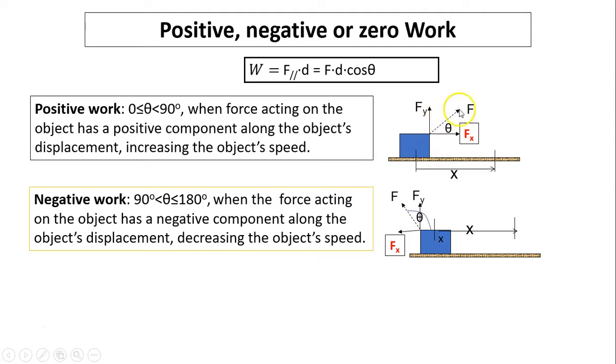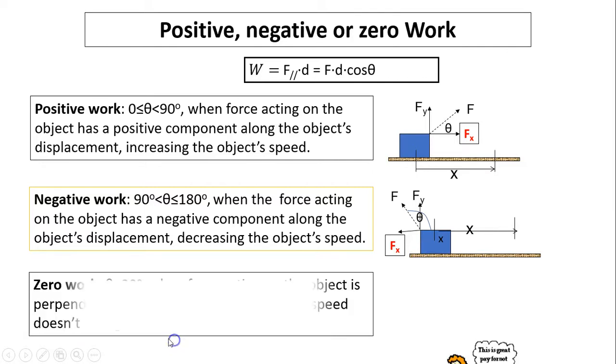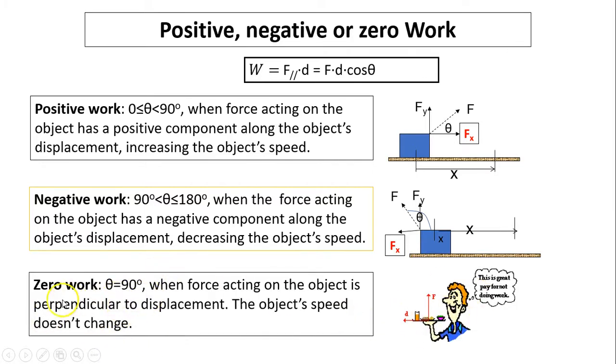In this case, you're probably pulling a cart or pulling the dog forward if the dog doesn't want to walk. So you're increasing the dog's speed. You're decreasing the dog's speed. And sometimes you can have zero work.